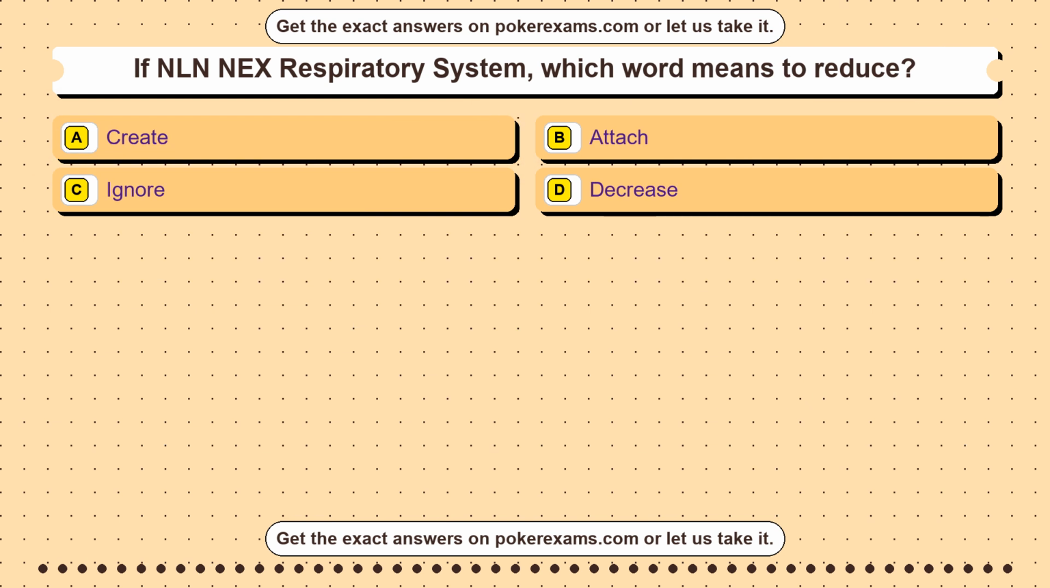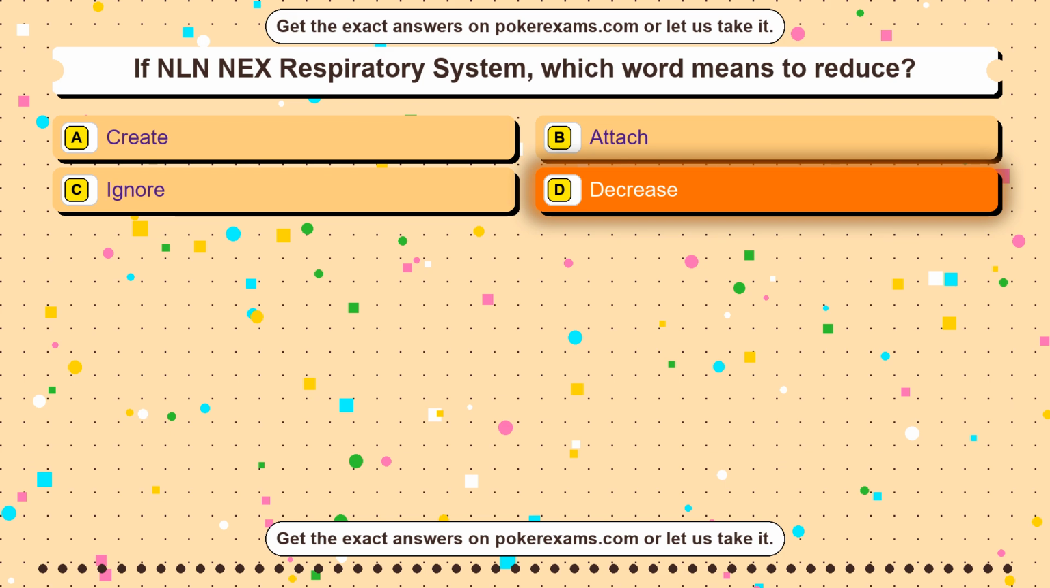Question 30. If GED reading comprehension practice, which number is the greatest? Option A, 0.08. Option B, 0.18. Option C, 0.018. Option D, 0.8. The correct answer is option D.